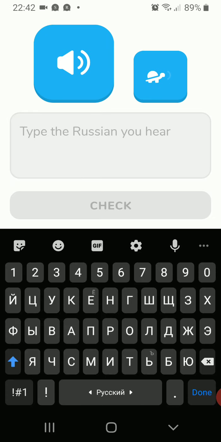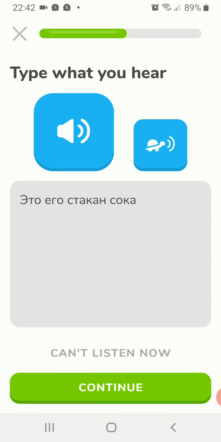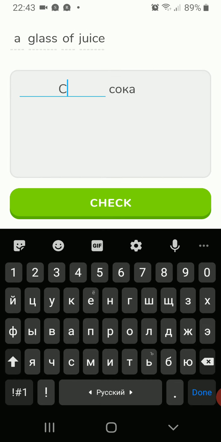Это его стакан. Сока. I got it the other way. So это его стакан. Это его стакан. Сока. Сока, it's juice. And a glass of juice, стакан, should be стакан.